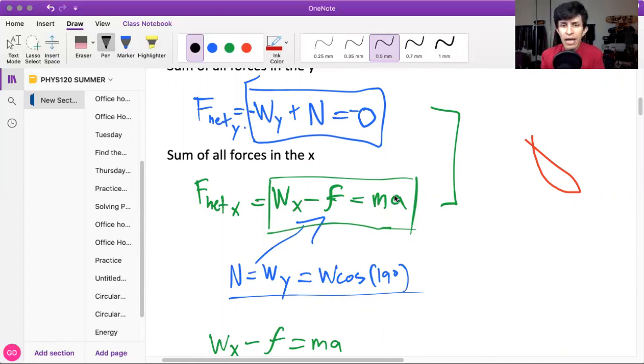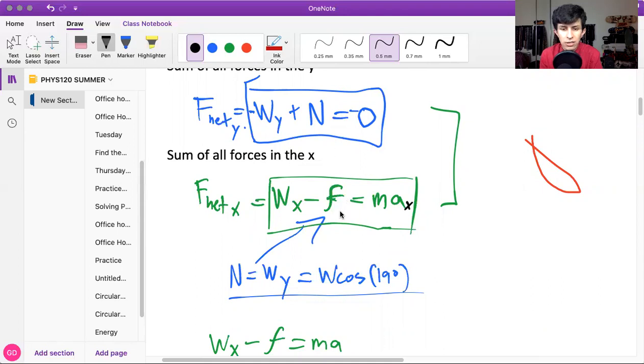It's equal to MA because there is an acceleration in that X direction because the skier is actually going down. So there's motion and we can assume there's some acceleration. If it turns out there isn't, we'll end up getting an acceleration equal to 0 from all of this work. So we have this down.